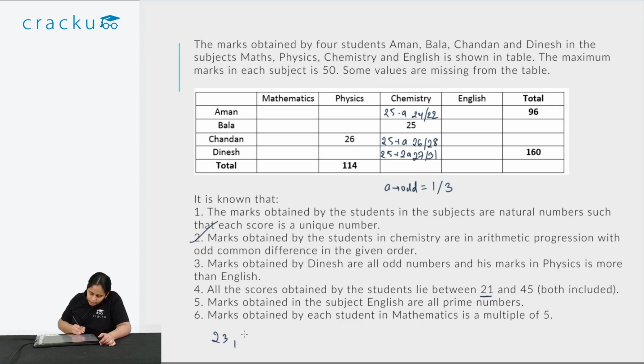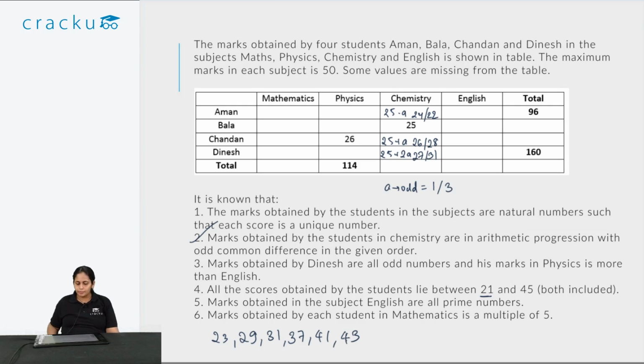23 is a prime number, 25 is not, 27 is not, 29 is a prime number, 31 is a prime number, 33 is not, 35 is not, 37 is a prime number, 39 is not, 41 is a prime number, 43 is a prime number. Yeah, so there are 6 possible prime numbers between 21 and 45. Okay, so given these 6 possible prime numbers, 4 of them are the marks in English.